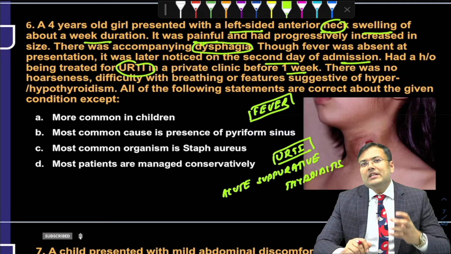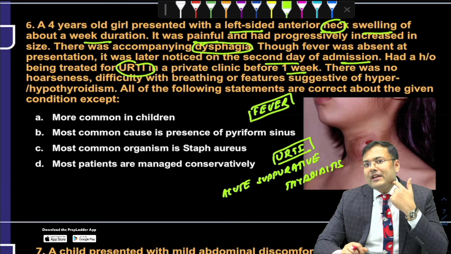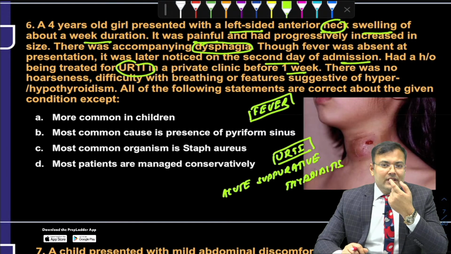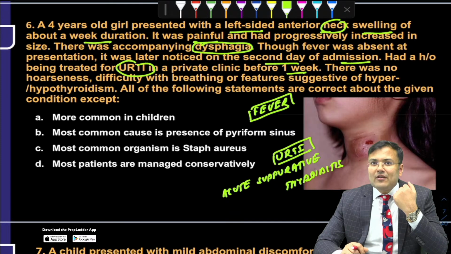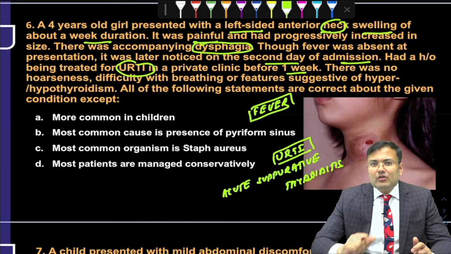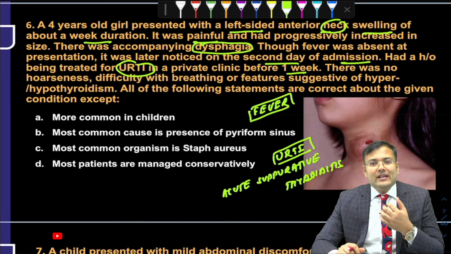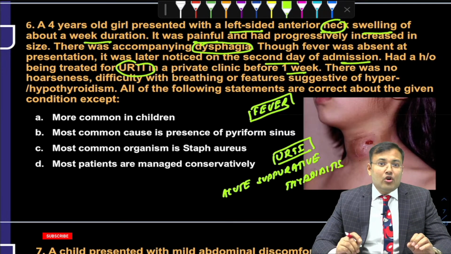Why is it more common in children? Because they have a persistent pyriform sinus, and it is on the left side. A persistent pyriform sinus on the left side communicates the oral cavity to the thyroid gland. You know that the thyroid gland is usually resistant to infection. Why? Rich vascular supply, fibrous capsule, and high iodide content.